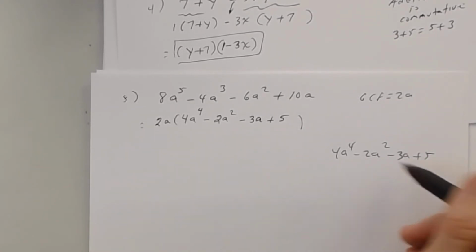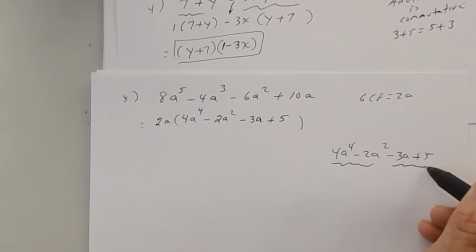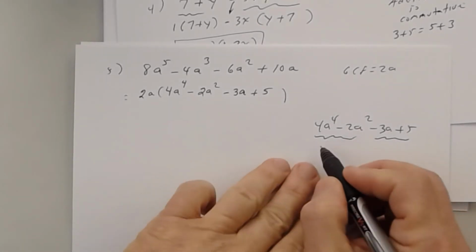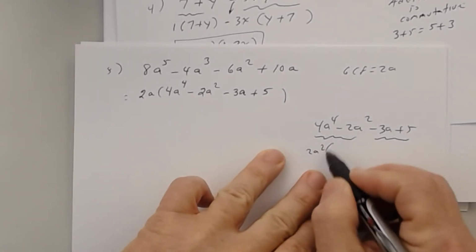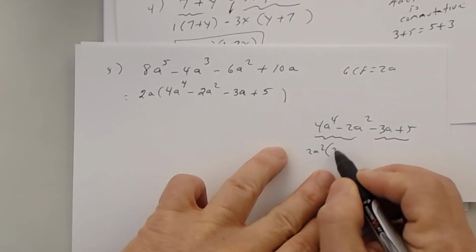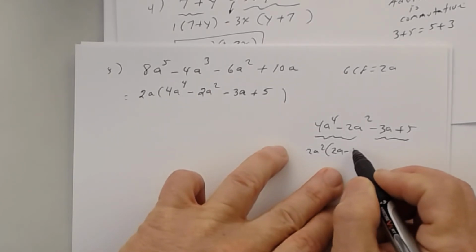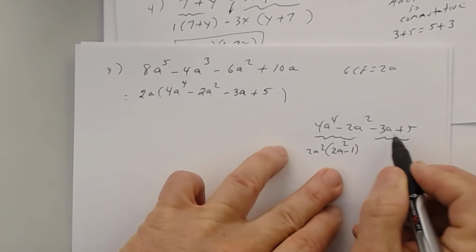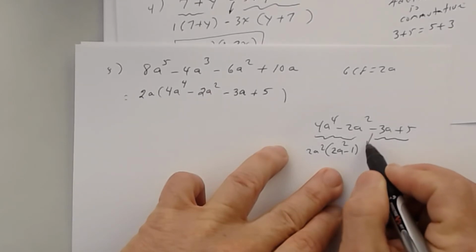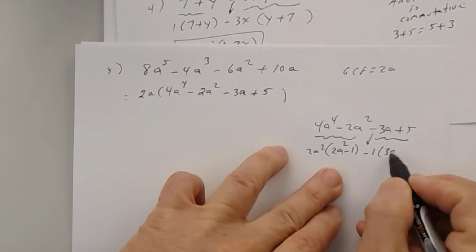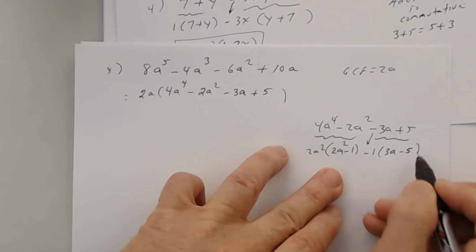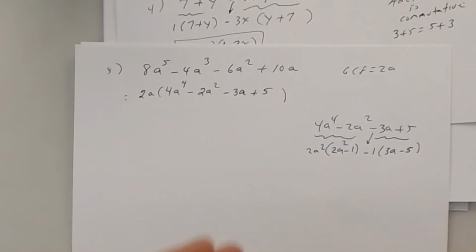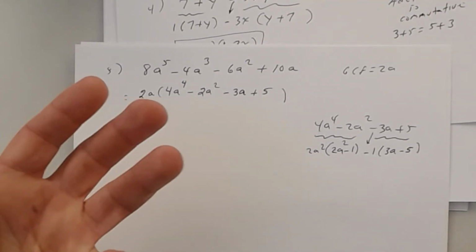If you look at what's inside the parentheses, though, you see where I have this and this? I can group those two. What's your GCF here? 2a squared. 2a squared times what? 2a squared minus 1. And then here, what's your GCF? Minus 1, and you're left with 3a minus 5. Those two are not the same, right? Even if you reordered that, which we haven't done yet, you won't be able to factor that.